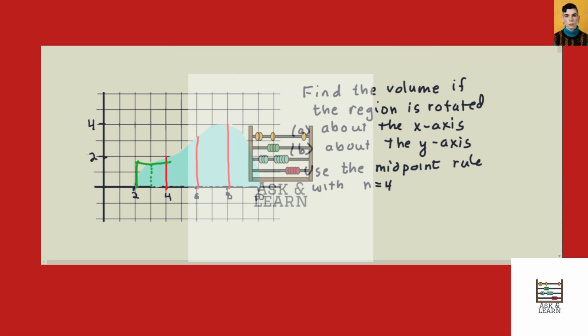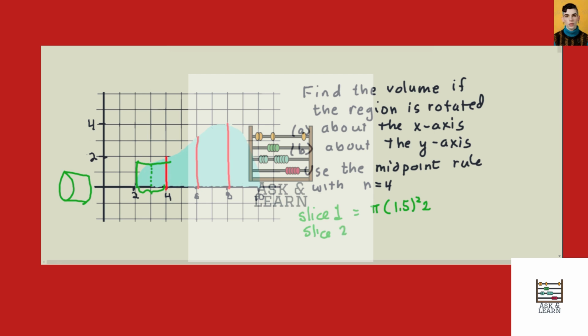If I send that around, what I get is a cylinder, and its volume is pi r squared h, where h is 2, and r is however much this is. So we have slice 1. Its volume is pi times 1.5 squared times h, which is 2.